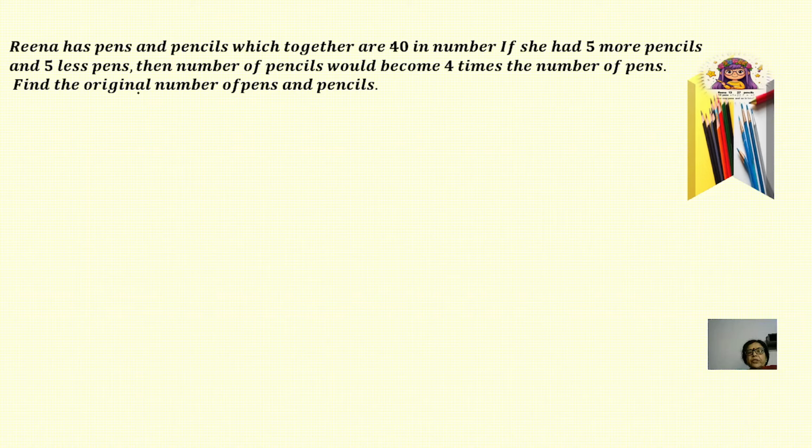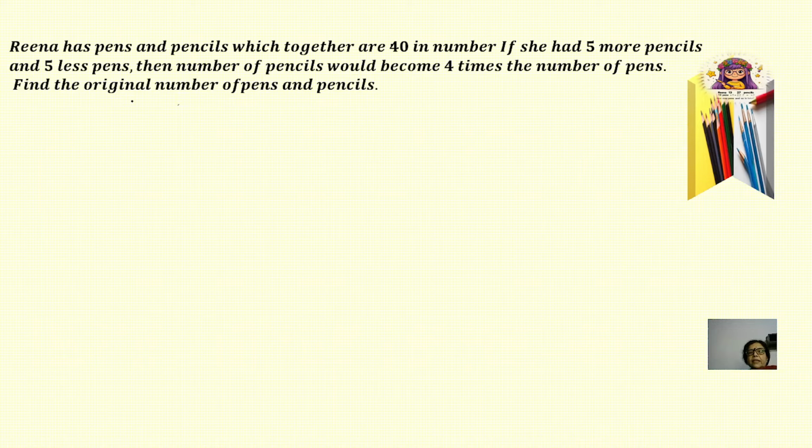The second question is: Reena has pens and pencils which together are 40 in number. If she had 5 more pencils and 5 fewer pens, then the number of pencils would become 4 times the number of pens. Find the original number of pens and pencils. So this girl Reena has a certain number of pens and pencils which altogether are 40 in number. That means if you count all the pens and pencils, they are 40 in number.